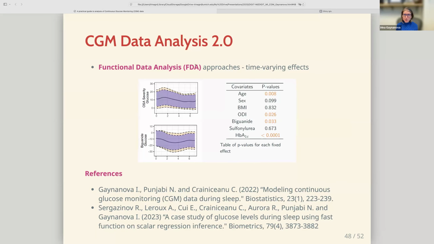For example, here, what we did is we looked at the effect of biguanide, which is an oral medication. And what you see here is that we show that the effect is roughly similar across the period of sleep. So there's association of 10 milligrams per deciliter glucose reduction, but maybe it's a little bit stronger in the middle of the sleep period rather than in the beginning. And then in this context, we also looked at the subjects with obstructive sleep apnea or OSA and showed that there was association with the severity of OSA and higher glucose levels during the night. And here are some of the references for the papers where we use this FDA approaches for CGM modeling.